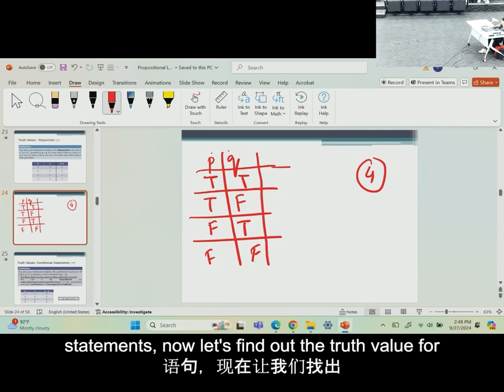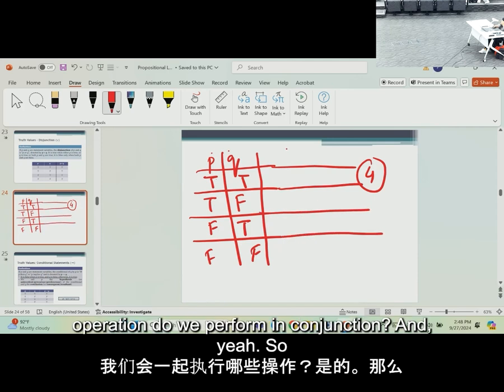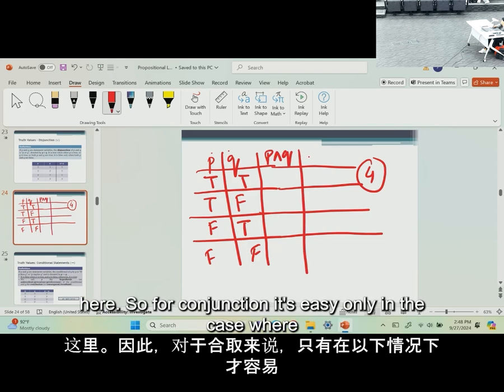Now let's find out the truth value for conjunction. So what do we do in conjunction? What operation do we perform in conjunction? AND, yeah. So this one, and we'll also do the disjunction over here.